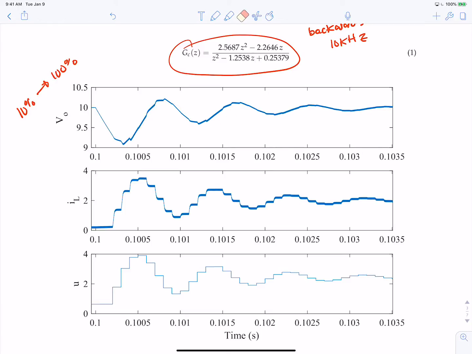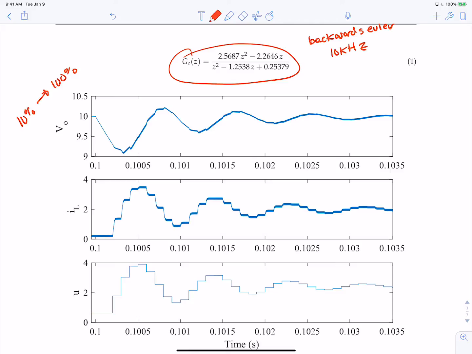In general, this is not a very good response, but this is just to illustrate that we can't just arbitrarily pick these frequencies when going from continuous time to the digital domain. In fact, you can see that we have these discrete steps that we're asking for in U, and this happens very quickly in terms of current mode control relative to switching frequency. So we're having these discrete steps in IL, and essentially what this is doing is making this system way underdamped, which is not what we want.